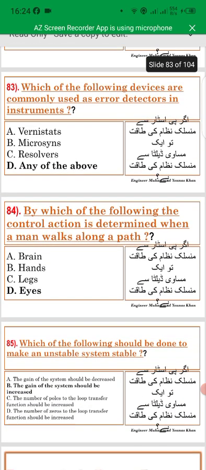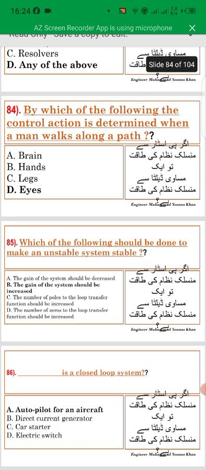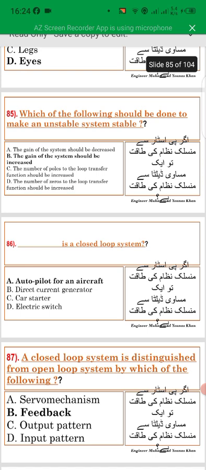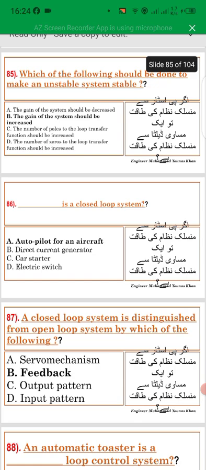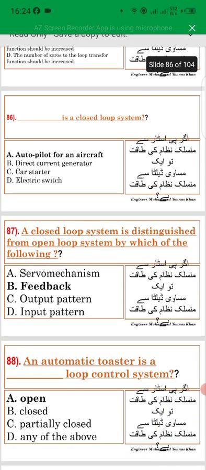Which of the following devices are commonly used as error detector in instruments? Vernistat, potentiometer, resolver, any of the above. By which of the following is the control action determined when a man walks along a parked ice? Which of the following should be done to make an unstable system stable? The gain of the system should be reduced. Autopilot for an aircraft is a closed loop system.